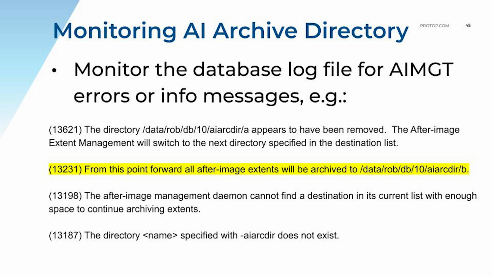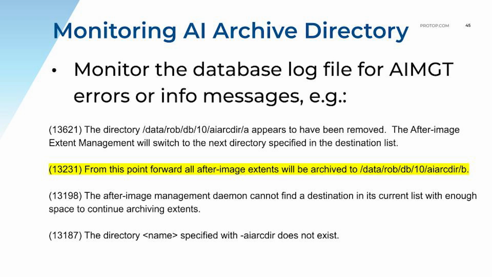This is an example of some log messages. So I had in this test database AI archive directories A, B, C, and D. And then I deleted directory A. So it was writing archived A extents to A, and then I deleted it. And then I get this message: from this point forward, all extents will be written to B.